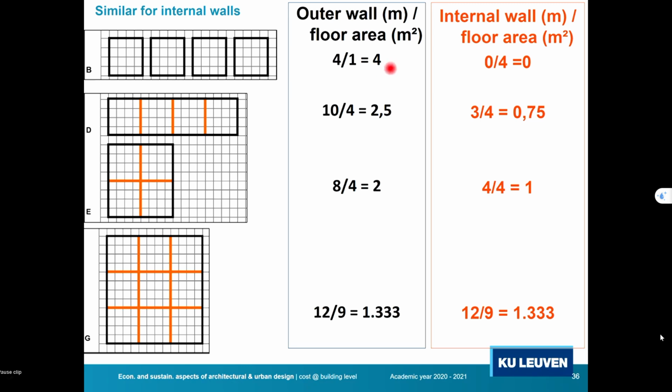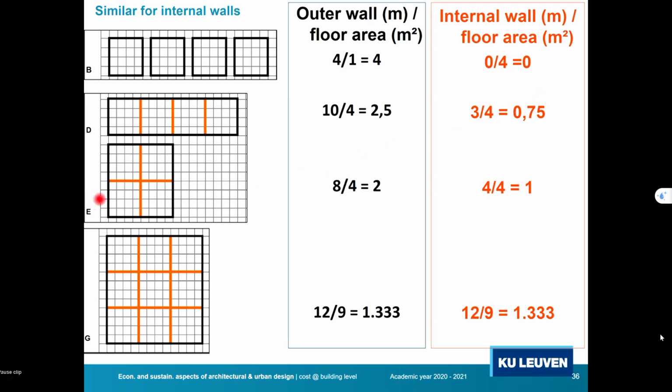Because in the second example we had a lower external wall ratio than in the first, but we now have, of course, additional internal walls, and in total we have a length of 3 meters of internal wall compared to a floor area of 4 square meters. It's a ratio of internal walls of 0.75.